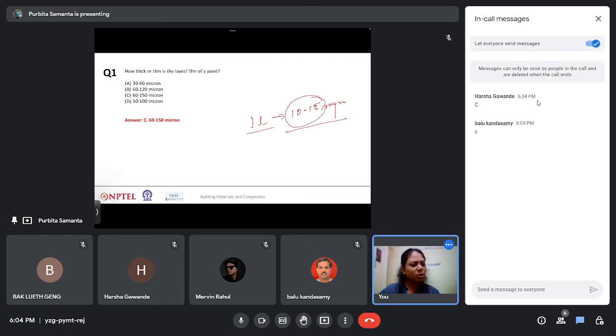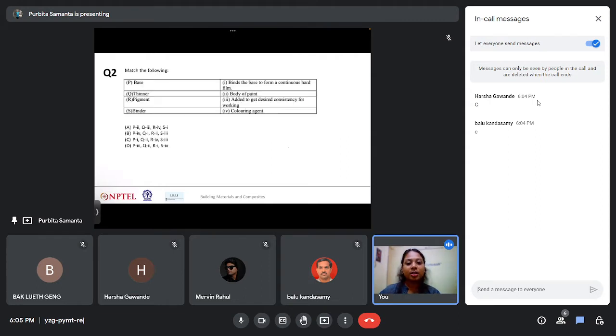It's mostly 10 to 12 square meter, not 50. So it also depends upon what kind of paint we are using, and accordingly the coverage is dependent on that as well. These are some of the very basic things that we learned in our video lectures.